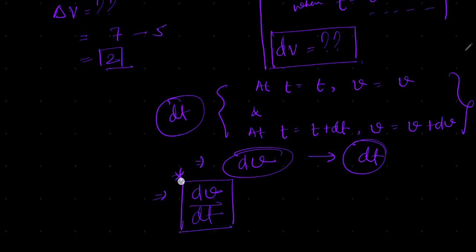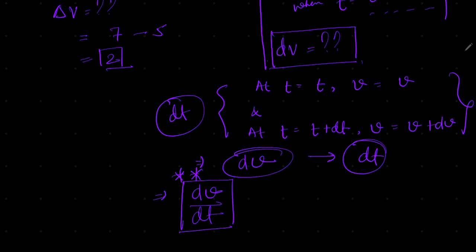Now if I am saying that let's write a term dv by dt, what will this particular term describe? It is basically describing the rate of change of speed with respect to time. It will describe the rate of change of speed with respect to time. Or you can say that what will be the value of the change in the speed at t is equal to t, because dt is very small.